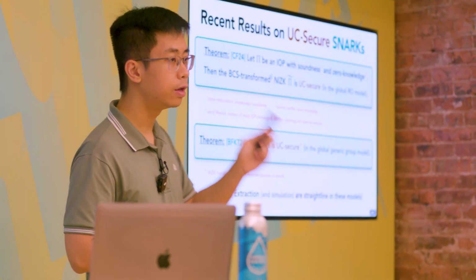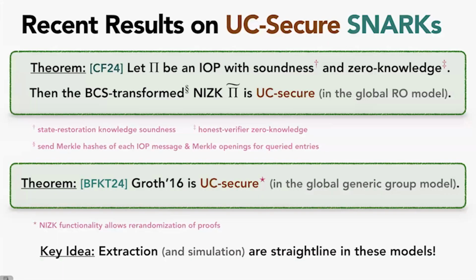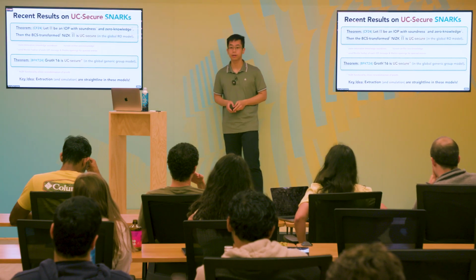Okay, and the main idea that I just discussed is that now you can make extraction and simulation straight lines, and hence the proof goes through. Like in Breakdown, if you use an error correcting code without efficient decoding, the extractor is no longer known to be straight line. Would your guess be it's still UC secure, it's just we don't know how to show it? Yeah, I don't have a good intuition on that. Okay.